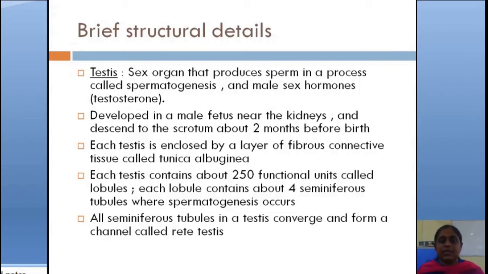Each testis is enclosed by a layer of fibrous connective tissue called the tunica albuginea. Each testis contains about 250 functional units called lobules. Each lobule contains about 4 seminiferous tubules where spermatogenesis occurs. All seminiferous tubules in a testis converge and form a channel called the rete testis.